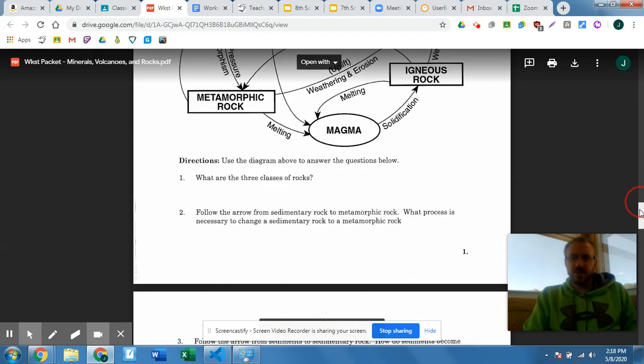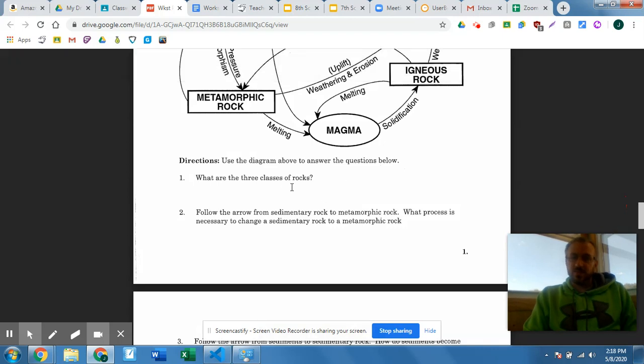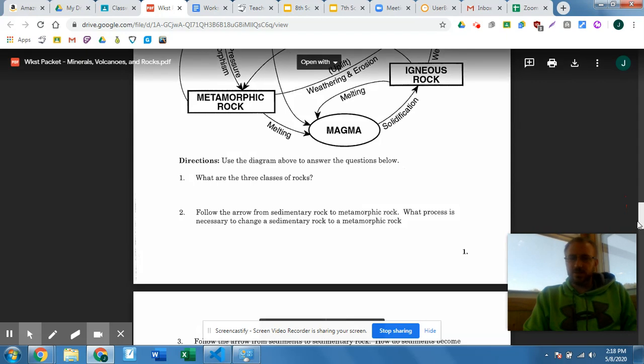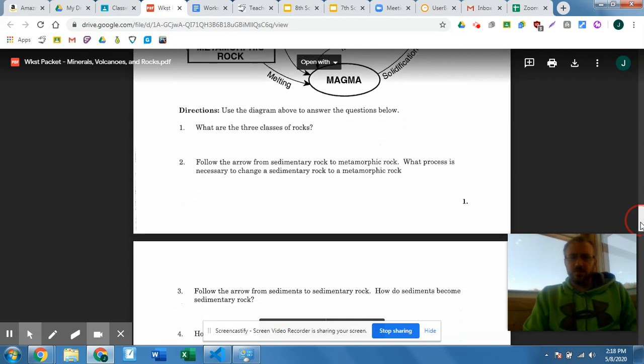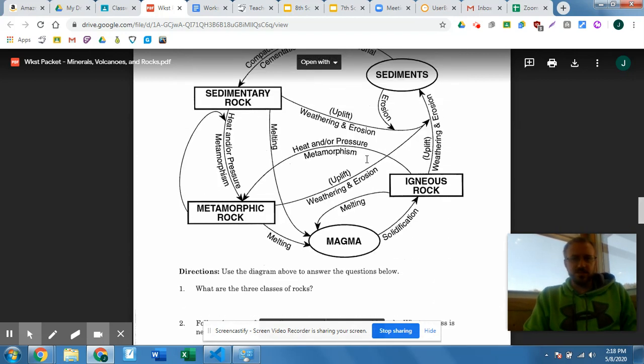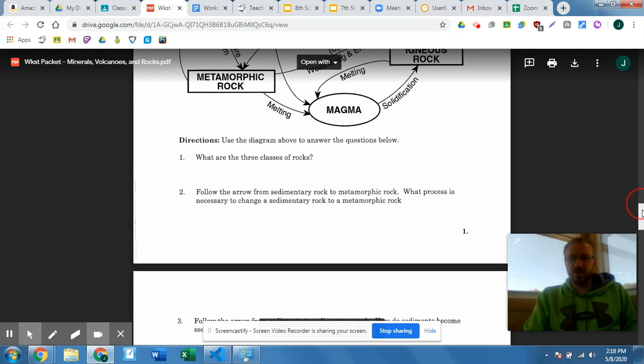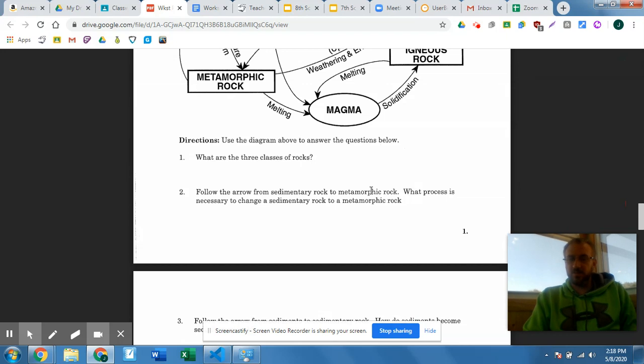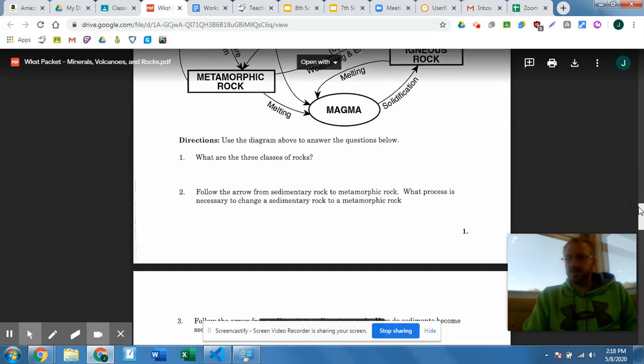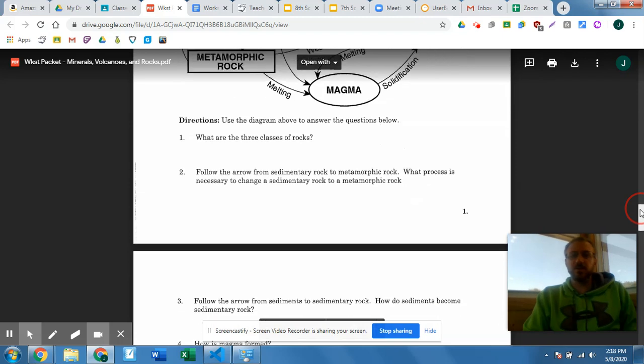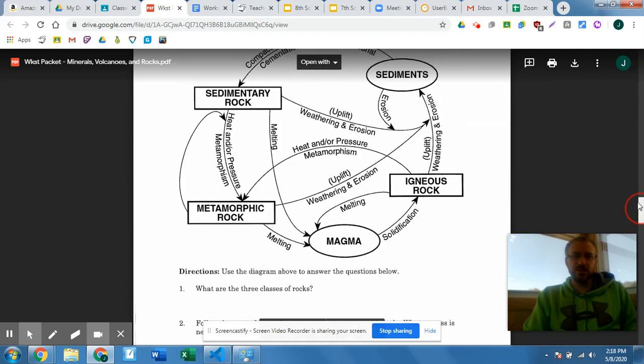So you're going to use that, or your notes, it doesn't really matter, to answer the questions here. Like, what are the three classes of rocks, or three big categories of rocks? You're going to look at the arrows, which represent processes. It's going to give you questions like this one here: follow the arrow from sedimentary to metamorphic rock. What process is necessary to change from a sedimentary to a metamorphic? You're just looking at the rock cycle, saying what has to happen when you go from sedimentary to metamorphic.